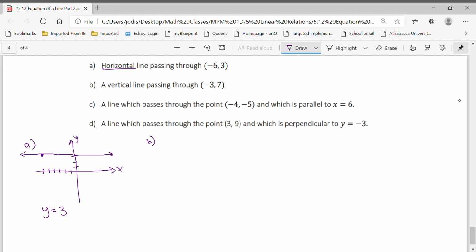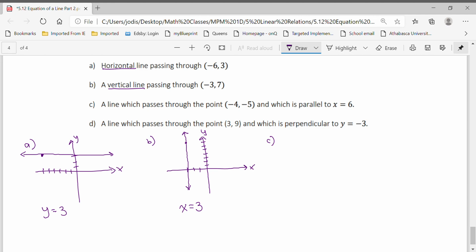For B, we want a vertical line passing through negative 3, 7. So x is negative 1, 2, 3, and y is 1, 2, 3, 4, 5, 6, 7. So there's my point, and it's a vertical line. So there's my line. This only passes through the x-axis, so it's x equals, and it passes through x equals negative 3.